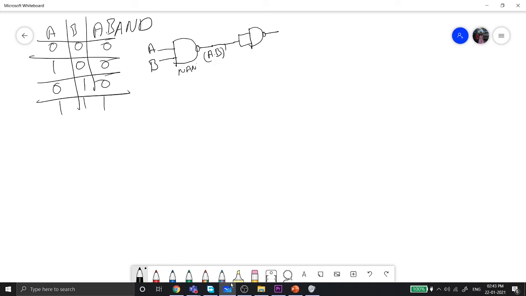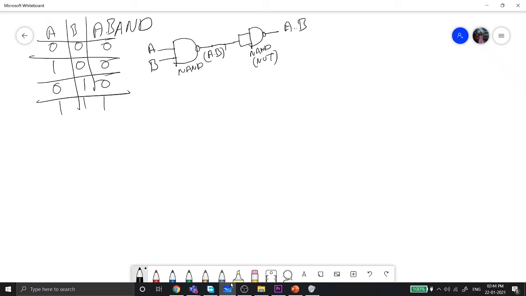So this is the NAND gate. This is also a NAND gate which functions as a NOT gate, because when we connect both the inputs together, it functions as a NOT gate. A NAND gate functions as a NOT gate. So here we got A dot B.